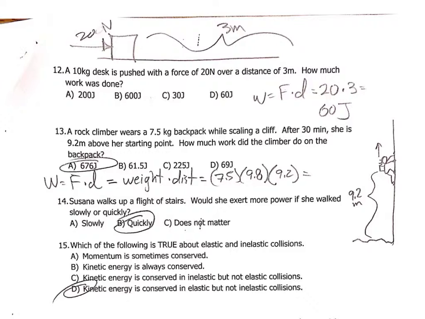So, question 12, we have a 10-kilogram desk being pushed with some force over some distance. I strongly recommend drawing a diagram to help you visualize. This is asking how much work was done. So, work is force times distance. Notice how we didn't need this information. That's okay. But we multiply the force times the distance and end up with units of joules.